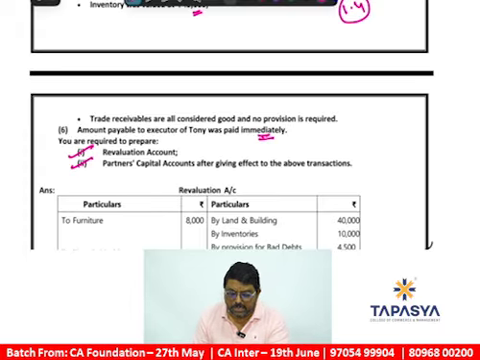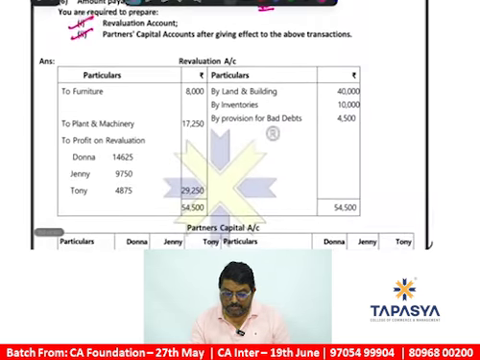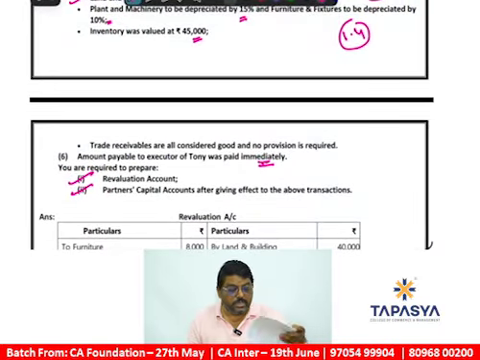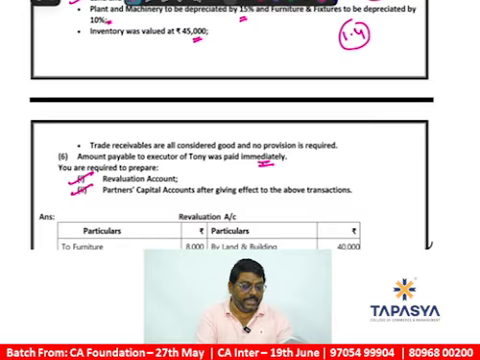Only 2 accounts are required here. One is a revaluation account, another is the partners' capital accounts. Very important here are the working notes in this particular sum. Okay? Now let us see how to do the revaluation account, right? First you check how the revaluations have taken place. So revaluations have taken place like this.